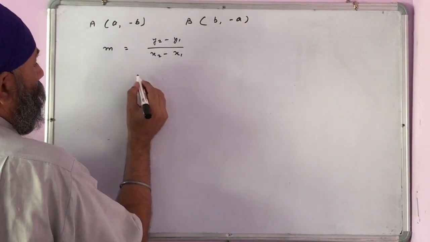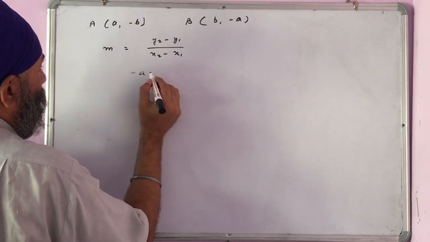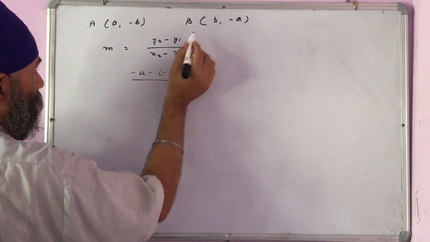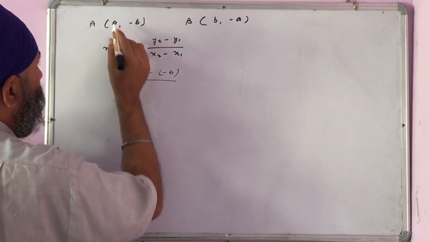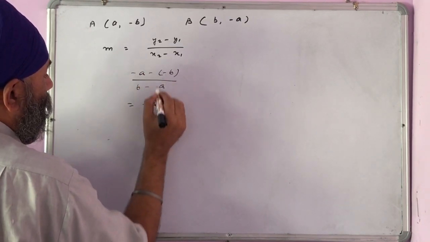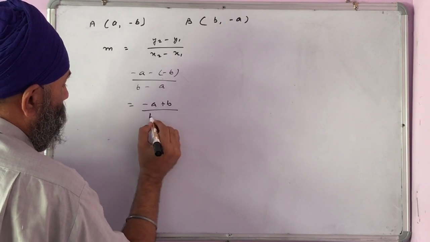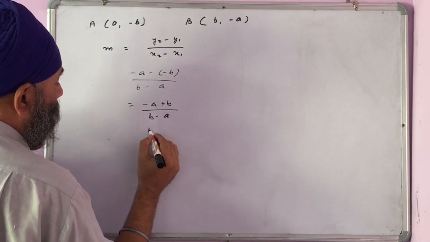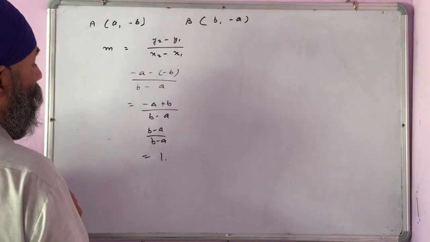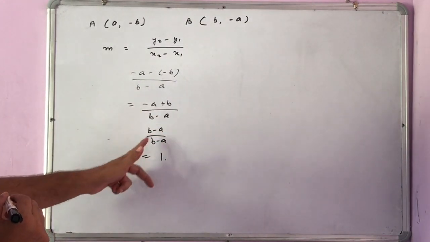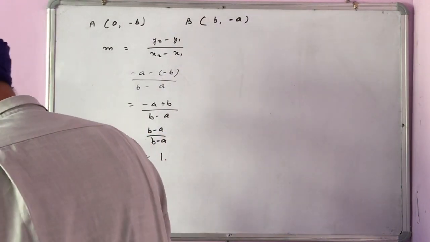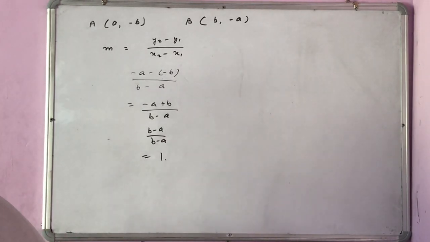So y2 is minus A, y1 is minus B, x2 is B minus A. So it becomes minus A, minus minus plus, B, minus A. This can also be written as B minus A upon B minus A, that is equal to 1. Minus A plus B means B minus A. So these two B minus A cancel, slope will be 1. This is called 2-point slope.